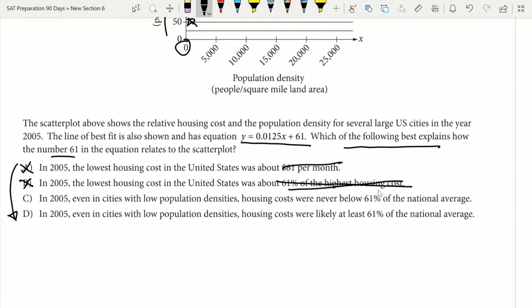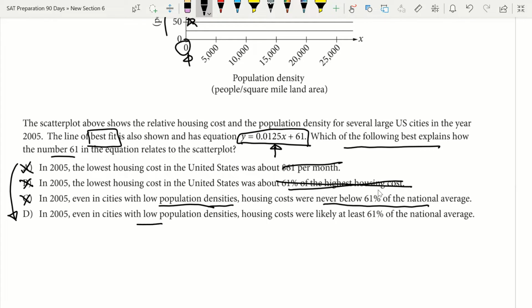So option C, in 2005, even in cities with low population densities, which is what that reference to this 0 here is, housing costs were never below 61% of the national average. We know it's possible that there are some below that 61% of the national average, because this is a line of best fit. With a line of best fit, there can be points that are below it, because the line of best fit plots the best fit line of those points, but there can be points below it. So C is incorrect.